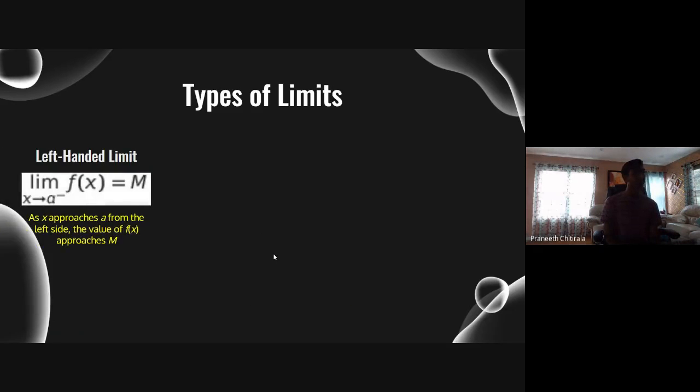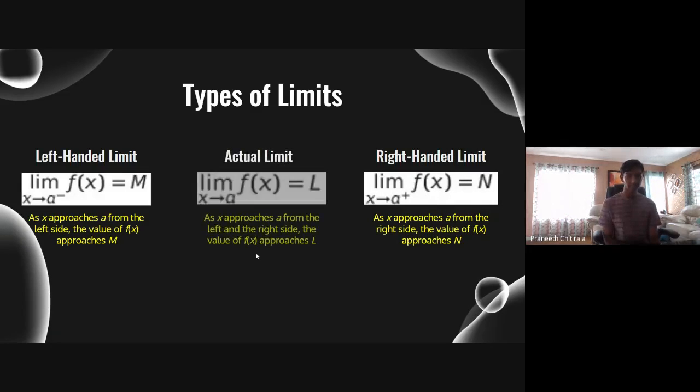There are essentially 3 types of limits: the left-handed limit, the right-handed limit, and the actual limit. There is no name for the actual limit, but I'm just calling it that for now. The left-handed limit, given by the name, is the limit as x approaches a from the left side, and that limit is the value m. So the value of f of x as x approaches a from the left side equals m.